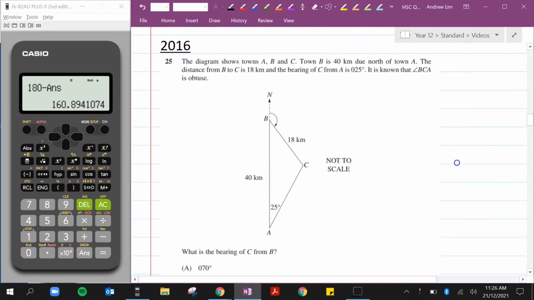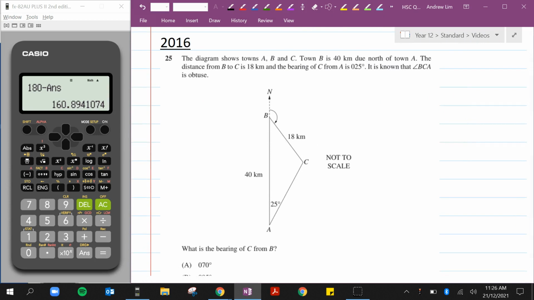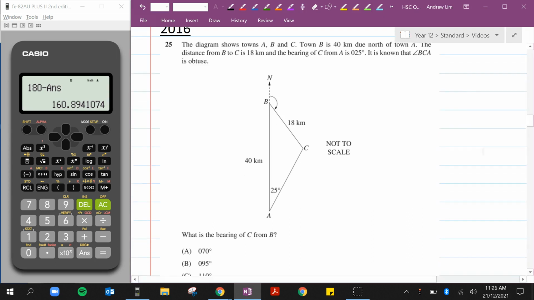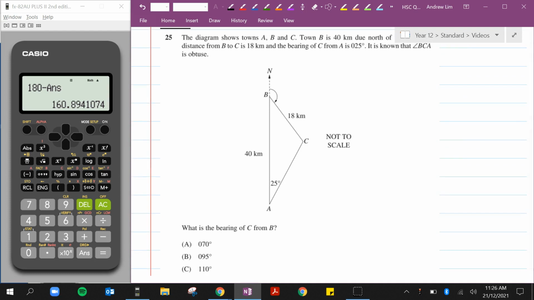Okay. Question 25 of the 2016 paper. The diagram shows towns A, B, and C. Town B is 40 kilometers due north of town A. The distance from B to C is 18 kilometers, and the bearing of C from A is 25 degrees. It is known that angle BCA is obtuse. What is the bearing of C from B? Okay, so it already tells us what we need to work out.